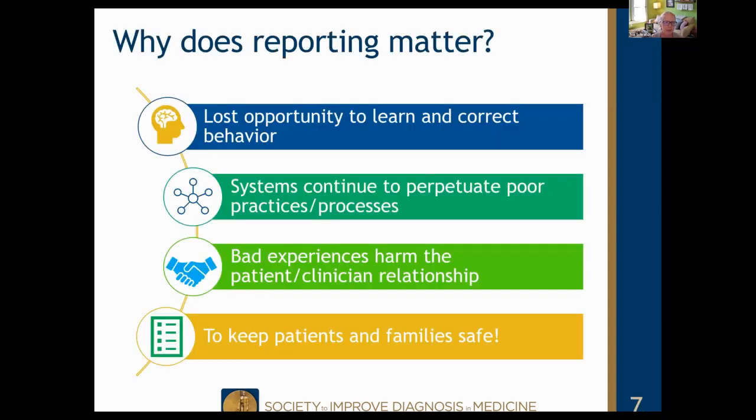And the reason this is important, and again, some of these are probably obvious, but it helps to just think very concretely about it. First of all, it's just a lost opportunity to learn and to correct behavior. And any of you who have experienced diagnostic error, I have personally, that was one of the most troubling things, was that I had gone through all of this. There had been really grave errors, and then it seemed to sort of evaporate into thin air. And I know it is likely going to happen to someone else down the road. And that is such a lost opportunity.